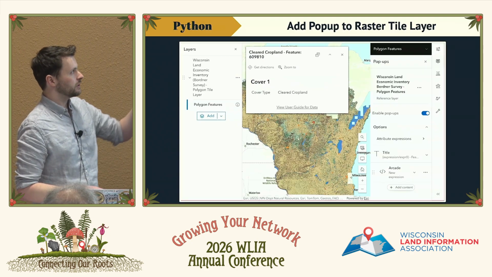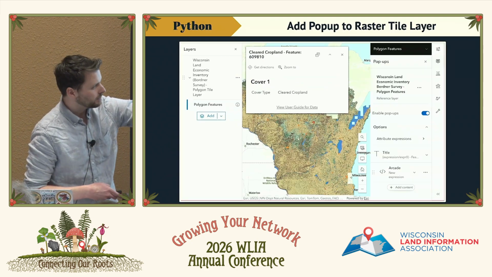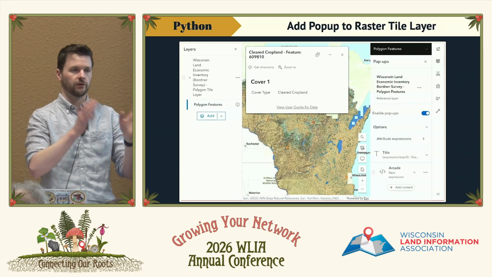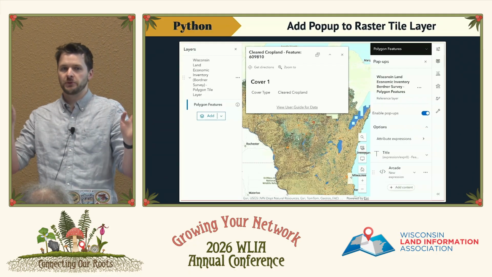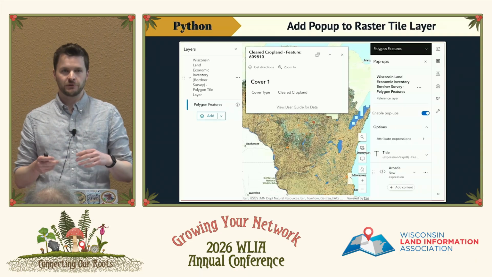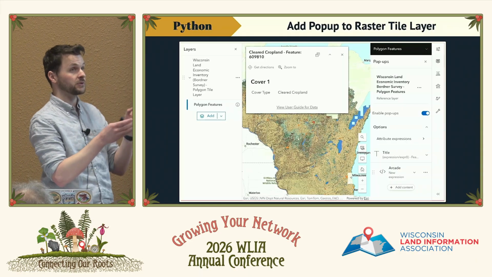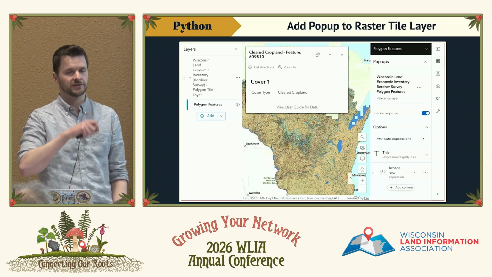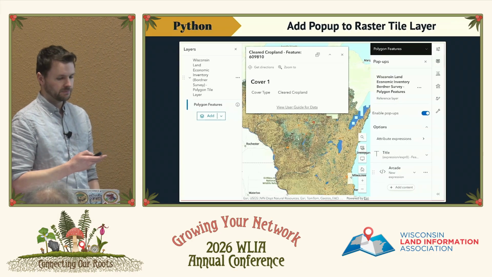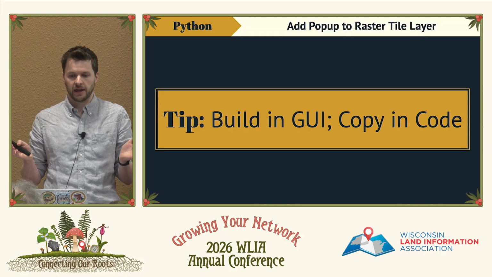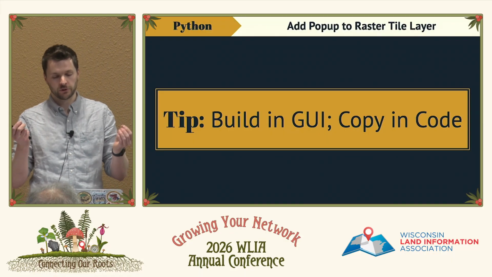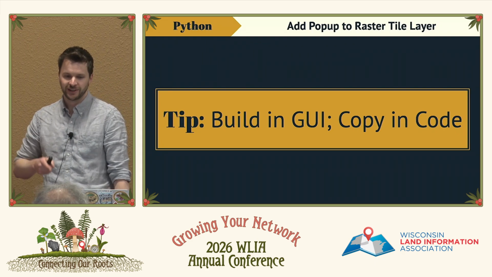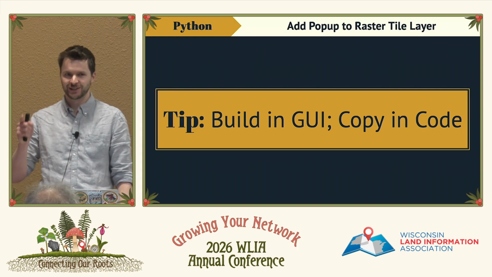So the idea would be we'd go into our feature layer, we'd set the pop-ups, and then we'd run the code, and it would copy the pop-ups from our feature layer to our raster tile layer. This point's kind of moot these days. As of October of last year, you now can edit the pop-ups of raster tile layers in the new editor. It's exactly the same. You could just copy and paste. That's probably easier than using code. But I think this tip can still be used more generally. My little phrase here is, hey, you're smarter than a toad. Build it in a GUI, copy it in code.